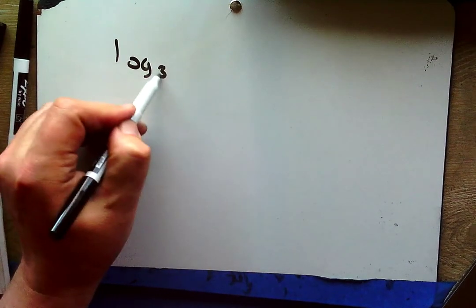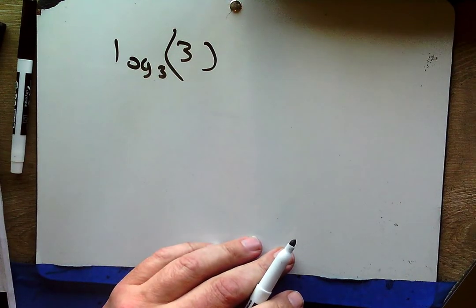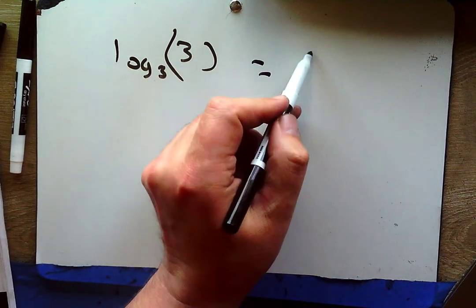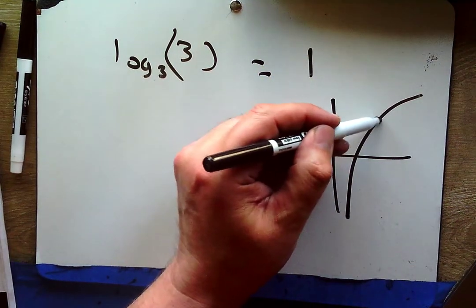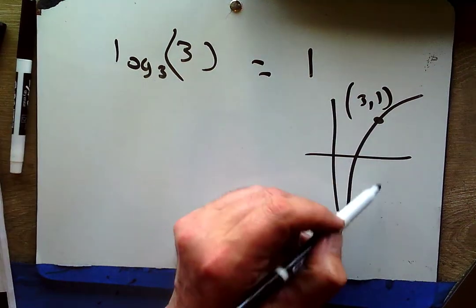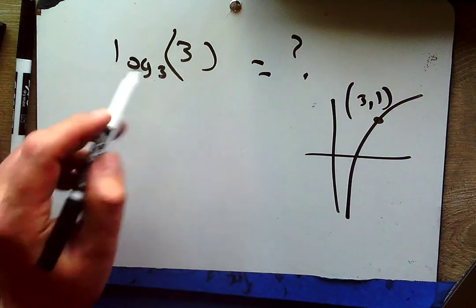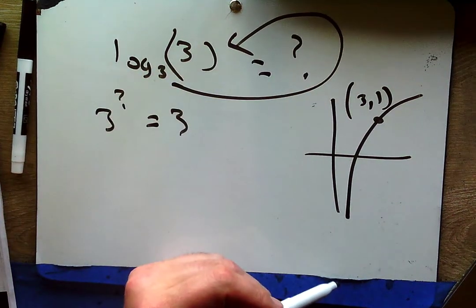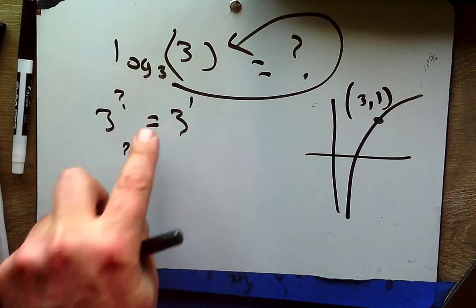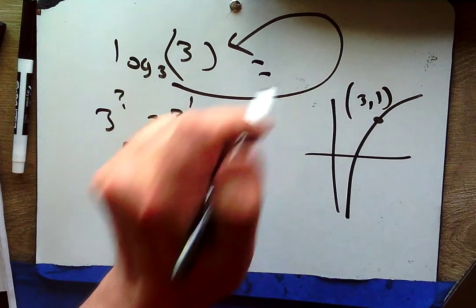Okay, so next, log base 3 of 3. Well, I hope you said that that was equal to 1. Whether you thought about it on the graph that when x equals 3, y equals 1, or if you said, hey, I don't know what this is, but I could write 3 to the question mark equals 3, scorpion tail, and then say, okay, well, because the bases are the same and the terms are equal, the powers have to be equal to each other. So question mark is 1.